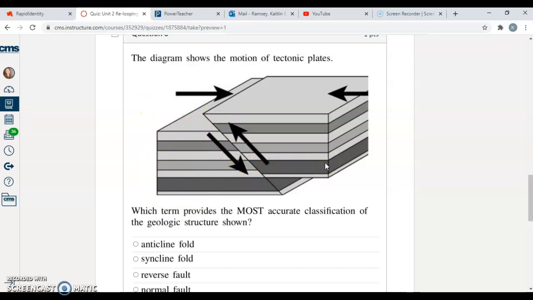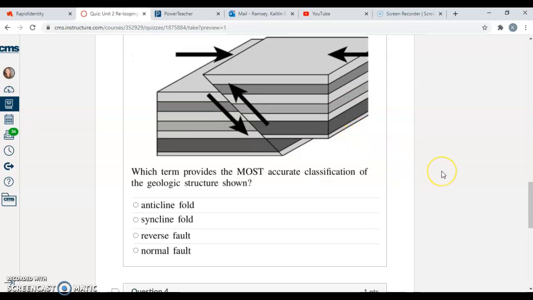In a reverse fault, our hanging wall here would be above our footwall. So it would be pushing up above our footwall. In a normal fault, our hanging wall here would be pushing down and be below our footwall. So knowing that, go ahead and pause and make your selection for this question.